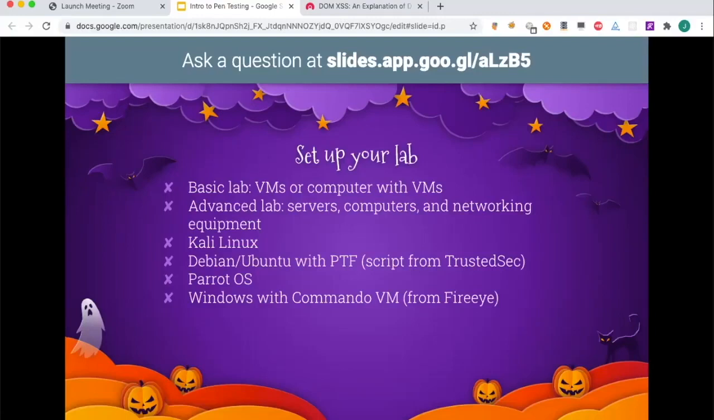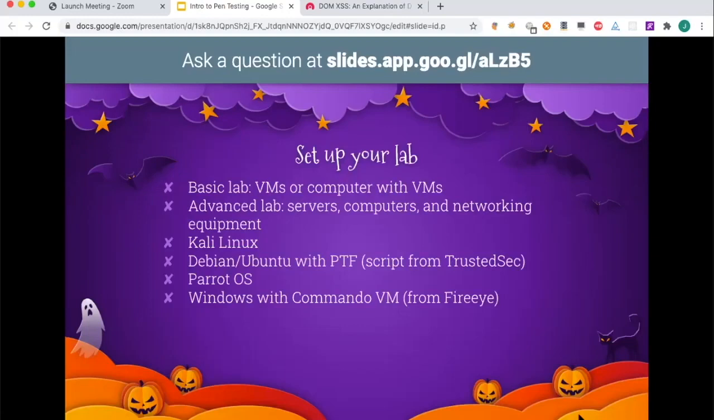Kali is, I think it's by the same people who did OSCP, Offensive Security. So it has a lot of built-in security tools already. And Parrot is a new thing that I have not tried myself, but it seems to be taking over from Kali Linux. If you don't really want to do a new Linux box and you're already used to Debian or Ubuntu, you can apply the PTF, that's a script from TrustedSec, and it will give you some of these scripts to do security testing and ethical hacking. Same for Windows. You can do Commando VM from FireEye, and that will give you some scripts.